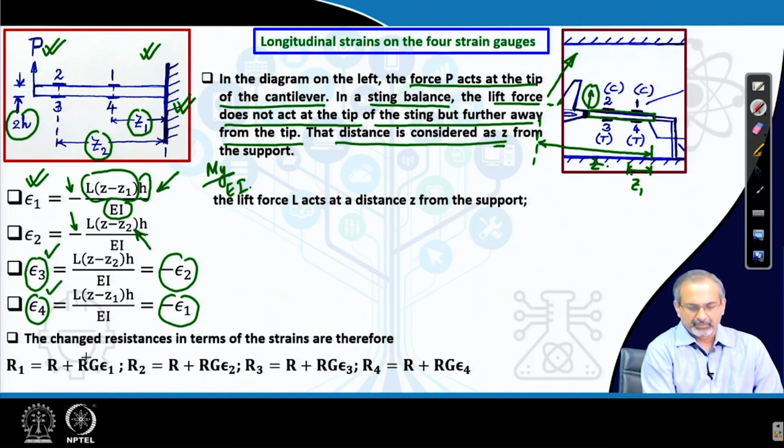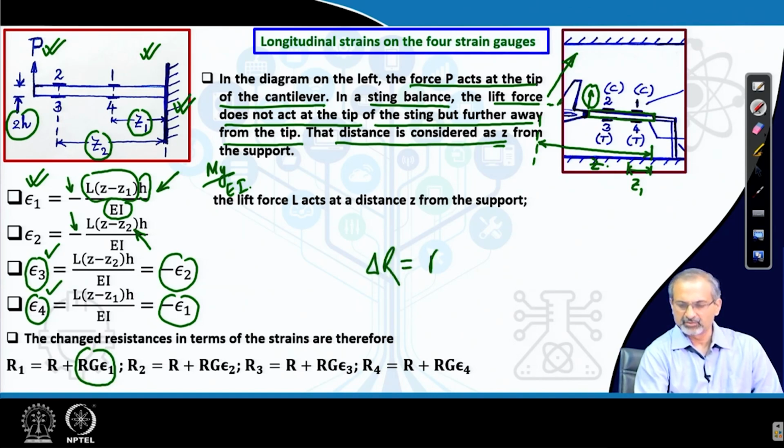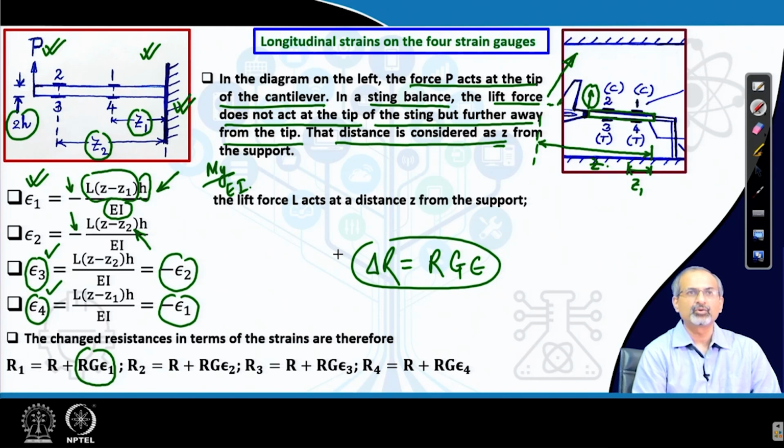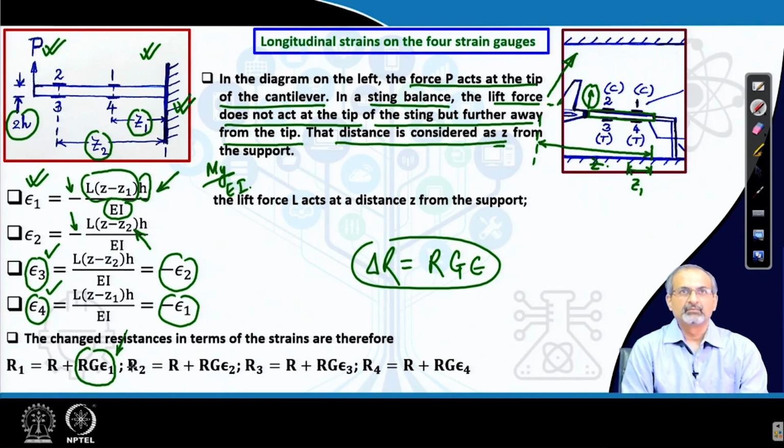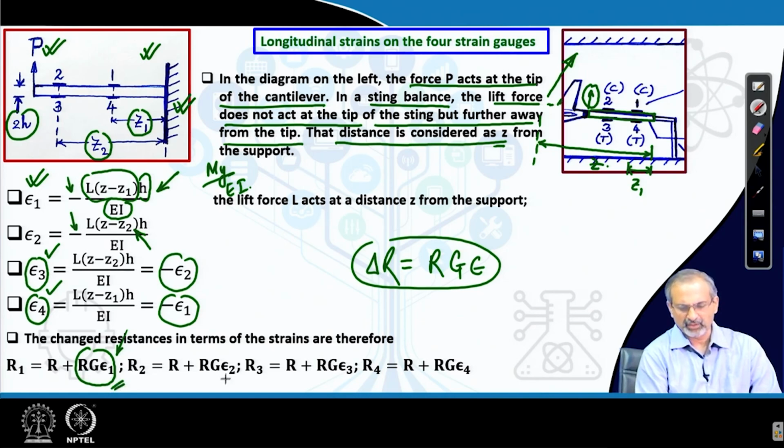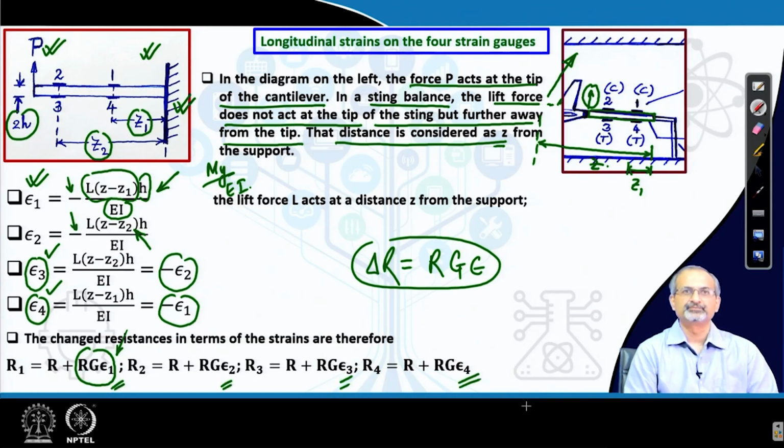Now, based on this relation that we learnt a few minutes back, that delta R is equal to R G epsilon, we can now find out what is the changed value of the resistance based on the strain that is exercised at that location. So, likewise R 1, R 2, R 3, R 4 are worked out here.